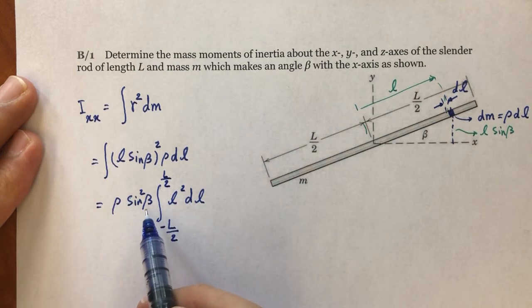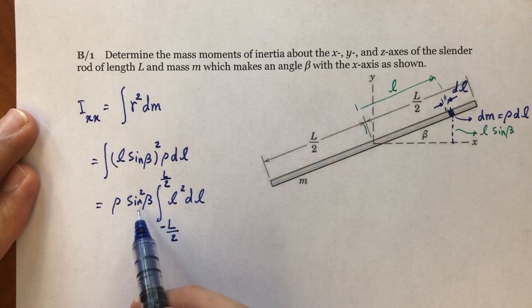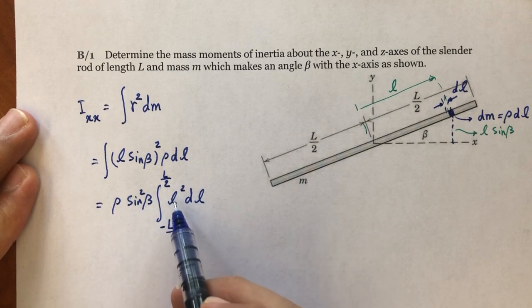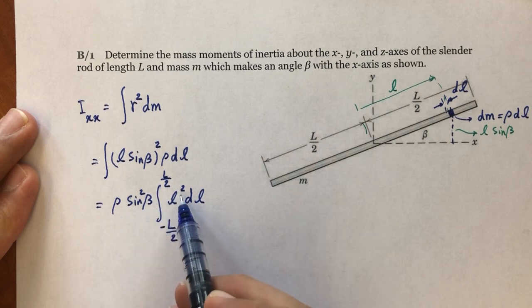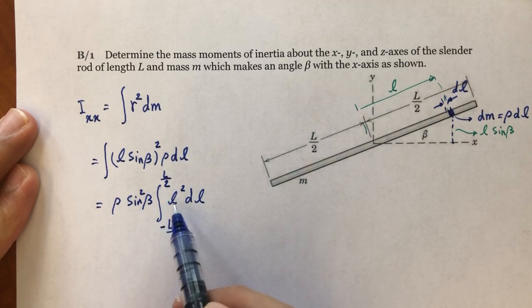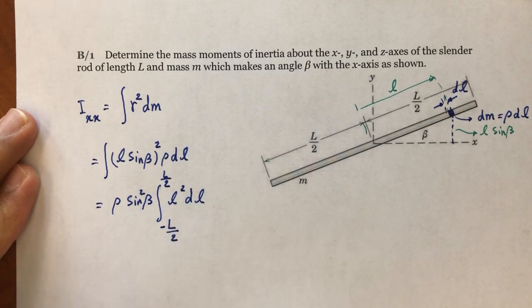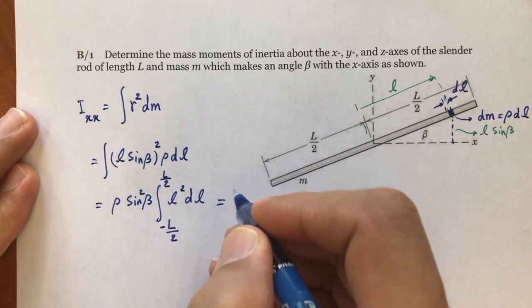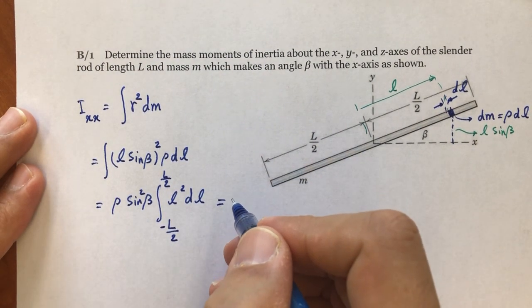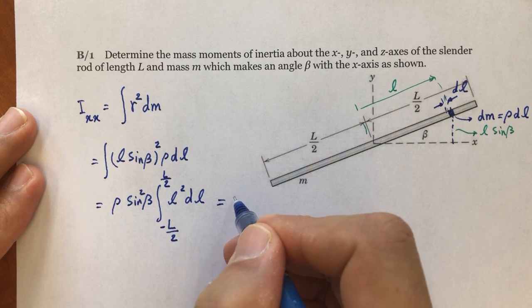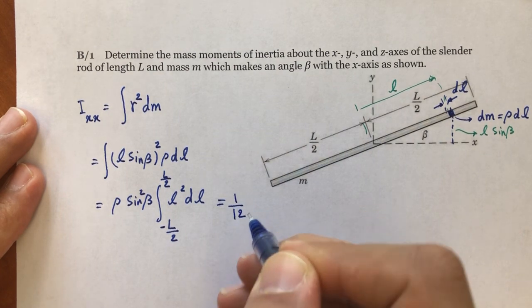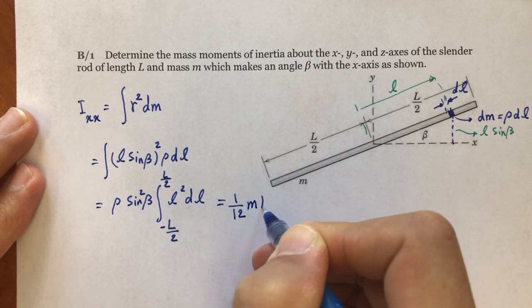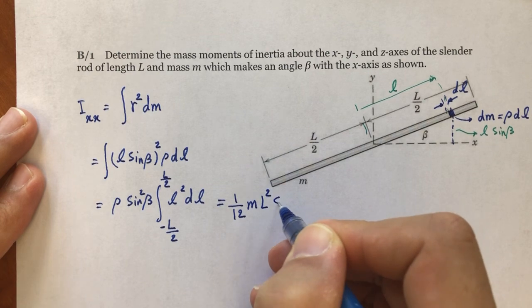The only thing we have different is sine squared of beta. It's going to be 1 over 12 rho times L cubed, capital L cubed. And you can replace rho times capital L with m, the mass of the rod. So it's going to be 1 over 12 m L squared times sine squared of beta.